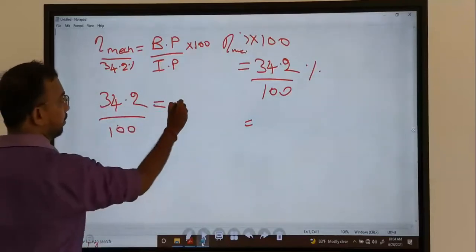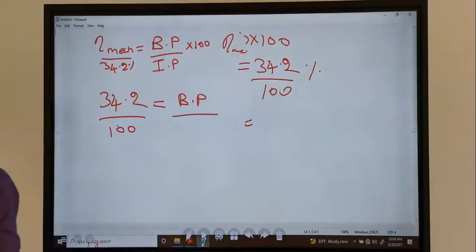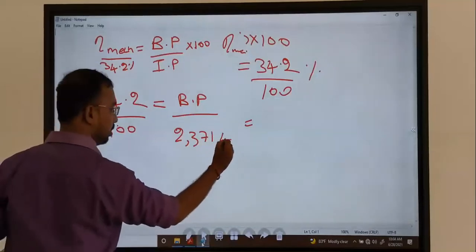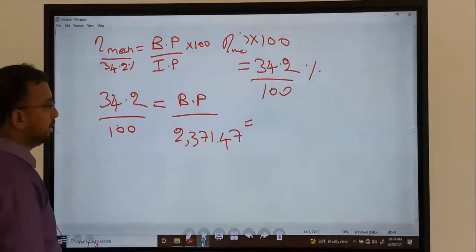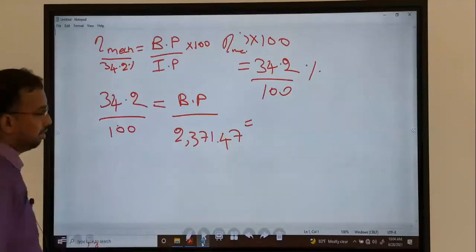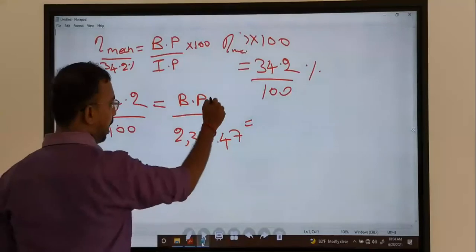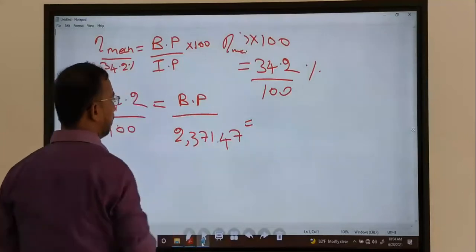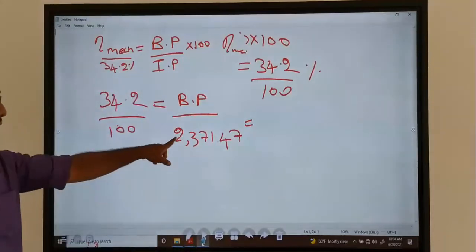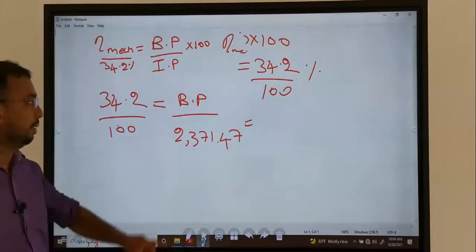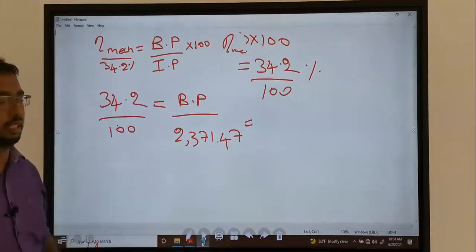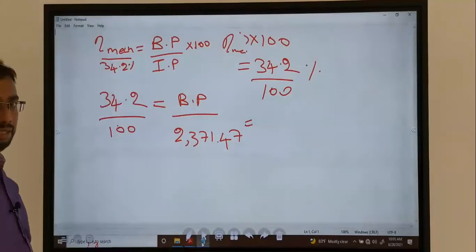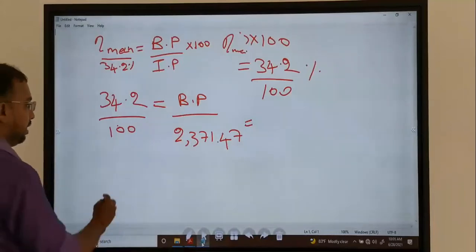So we have to find the brake power from the indicator power. Here I use kilowatt. Why? Because up and down both are in kilowatt, so they cancel each other. If we use the indicator power in kilowatt, we get the brake power straight in kilowatt. If we use watt, the brake power answer comes in watt.